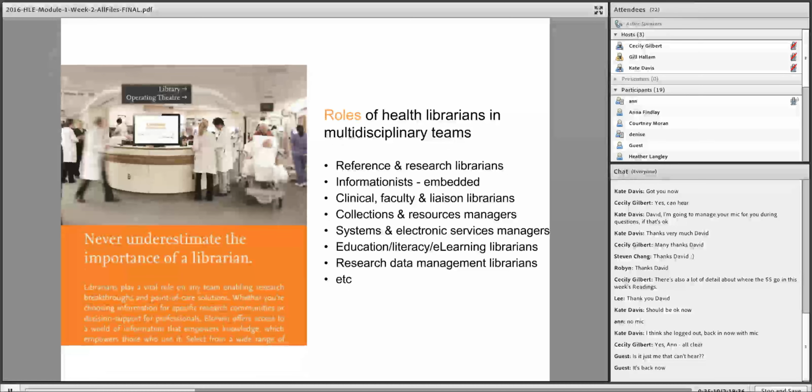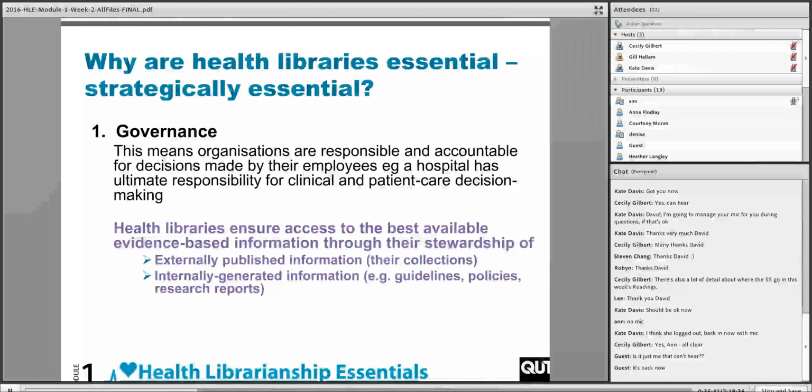So finally, I'm getting to the kind of pointy end of all this. Why are we essential? Why are health libraries essential and strategically essential in our healthcare organisations? I've said that our primary responsibility is about fulfilling the purpose of the organisation, but how do we actually make this relevant in a strategic sense? Well, it's all about governance, and governance means that organisations are responsible and accountable for decisions made by their employees. For example, a hospital has ultimate responsibility for clinical and patient care decision making. If somebody makes a boo-boo, then the hospital, and somebody in the hospital, takes responsibility.